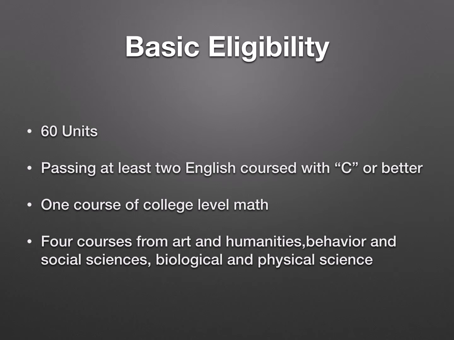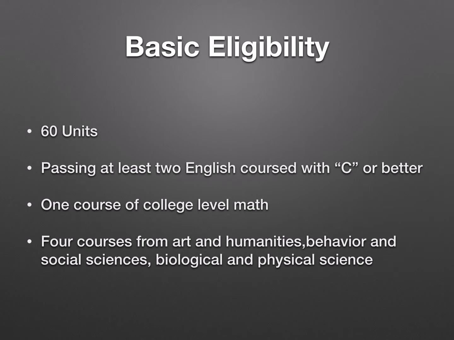So, the first part before you even start applying, you need to know your basic eligibility requirements. If you're transferring from a community college, you're going to need 60 accumulative units. You're going to need to have passed 2 English courses with a C or better. In my case, it'd be English 101, English 105, which are the basic English courses.